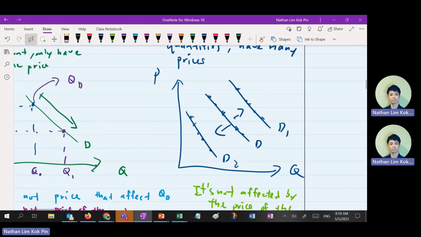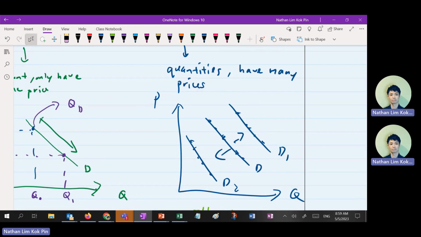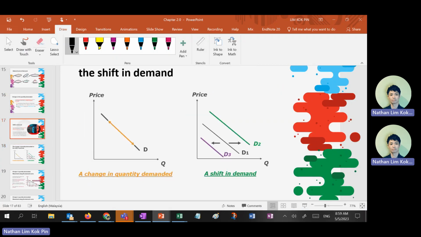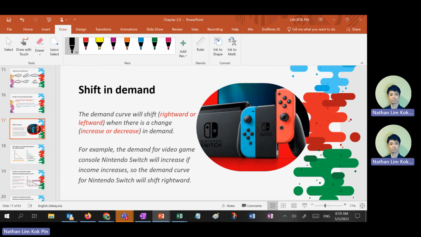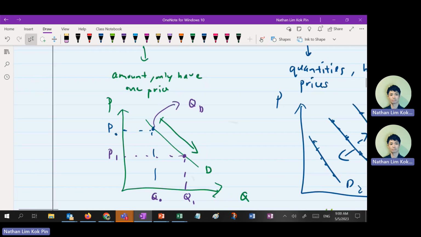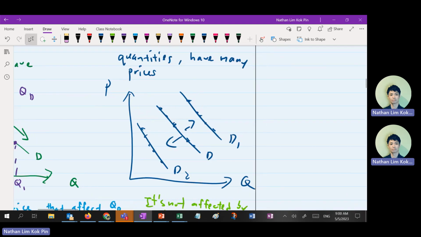This one, today we're going to focus on. This is known as the shift in demand. Shift in demand, you can go left and right. Shift in demand always has more than one curve. Movement along only has one curve. Shift in demand has more than one curve. How many? More than one. More than one is how many? 2, 3, 4. Makes sense. But for foundation, we normally only use 2 curves. This is shift.